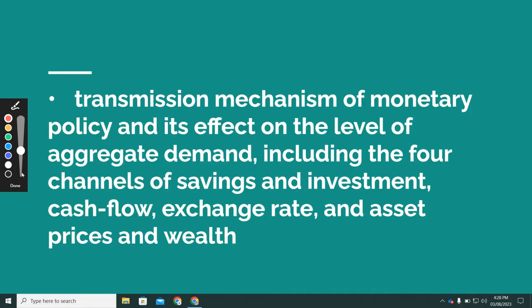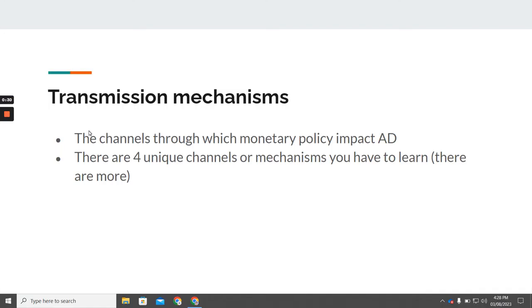There are 4 transmission mechanisms or 4 channels, and they're all different, so they each have a unique way of working, but they will all do the same thing. So if the RBA increases interest rates, you should know by now that all 4 channels will work to slow down the level of aggregate demand, particularly if that increase in interest rate is over the neutral rate or above the neutral rate, which we'll talk about in the next video.